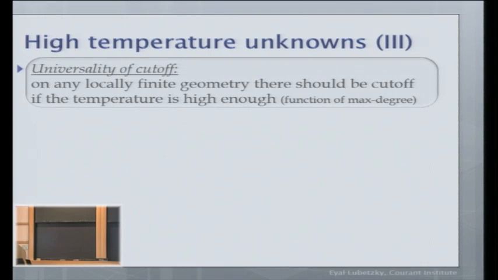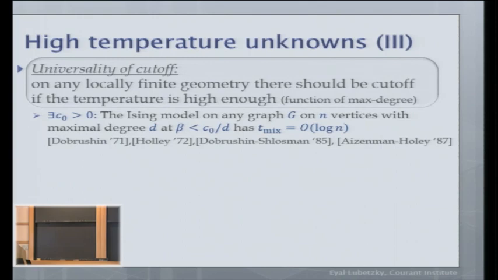Third question, and that's the last one that we are interested in. And this is the last idiom, no more selling. Universality of cutoff. That means that we have this result on the 2D, this result on the 3D, but there are these meta results. Again, Michael and Bush and Schlossmann, coupling techniques goes back to Holley and Dobrushin in the very early 70s, and it shows you that on any graph that you run the dynamics, if beta is less than a constant over the max degree, then you mix in time log n.